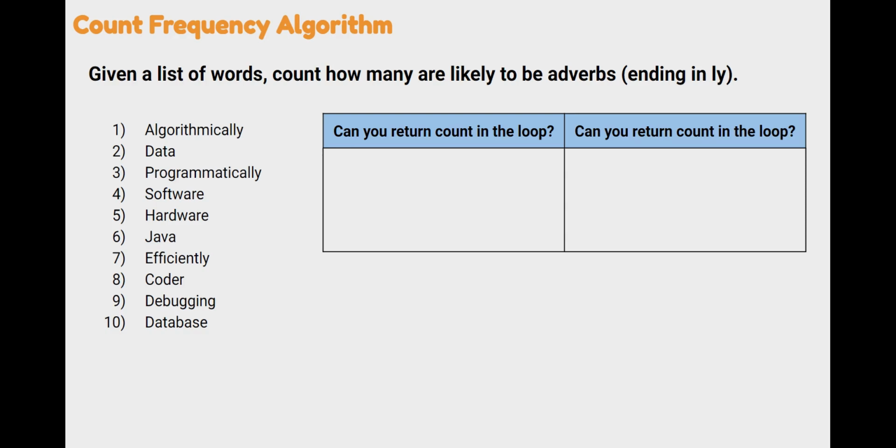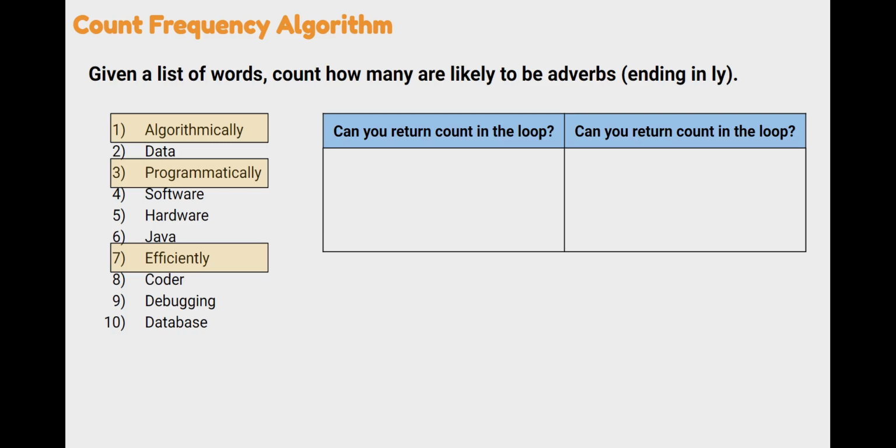Looking at our list of 10 words, how we would do it, we would first look at the first word. We would see if it ended in ly. If it did, we would count it. Then we would look at the second word, which doesn't end in ly. The third word does end in ly. 4 doesn't, 5 doesn't, 6 doesn't, 7 does, 8 doesn't, 9 doesn't, and 10 doesn't. So we have 3 words that are likely adverbs, and then we could say 3.